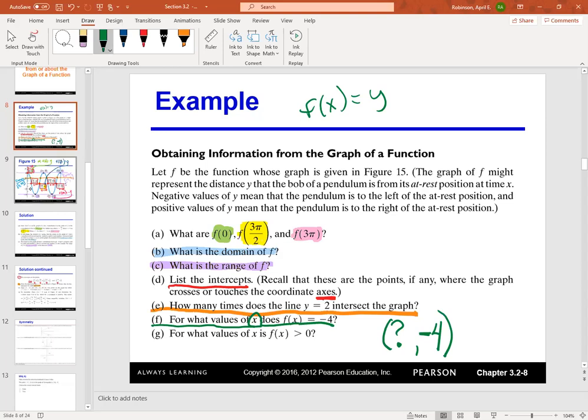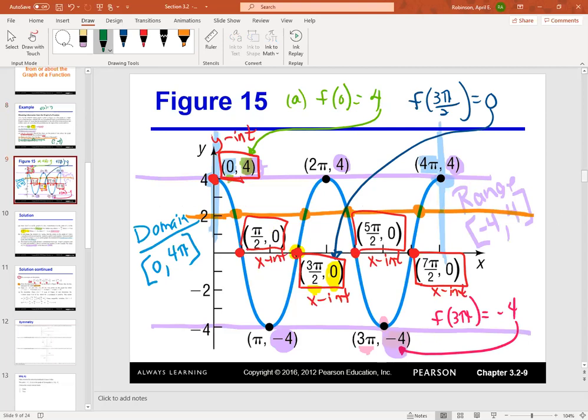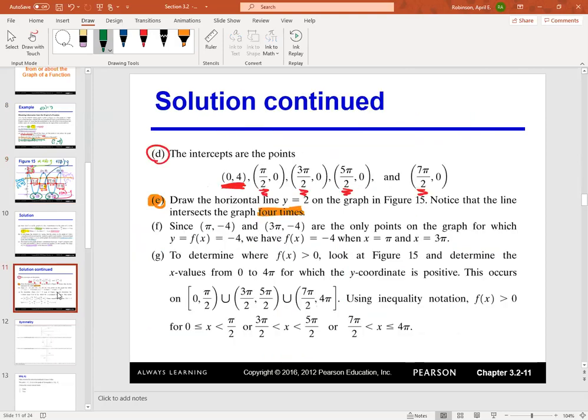So I have to go back to my graph and look for any points with a y coordinate of -4. And there are 2 of them. This one here and that one there. And we want the x coordinates, so we need the pi and the 3 pi. Pi and 3 pi should be the answer to that. So I'll go back and look at their solutions just to double check. Here's F. And when x is equal to pi and x is equal to 3 pi, there they are. I must know what I'm doing.